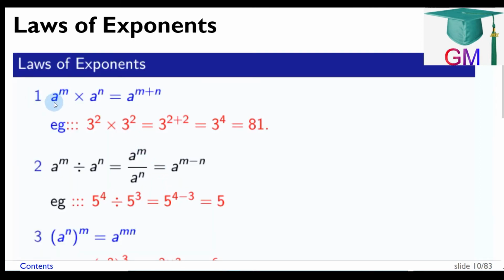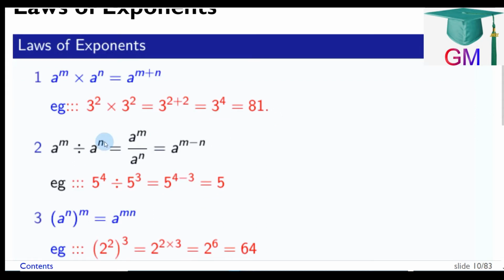The number one law: a to the power of m multiplied by a to the power of n is equal to a to the power of m plus n. The important part from this law is that the base has to be the same when you are multiplying, and in the end you add the powers. This is what the law is saying. For example, 3 to the power 2 multiplied by 3 to the power 2, you end up having 3 to the power of, you add the powers, that is 2 plus 2, which is 3 to the power 4. When simplified, it's 81.